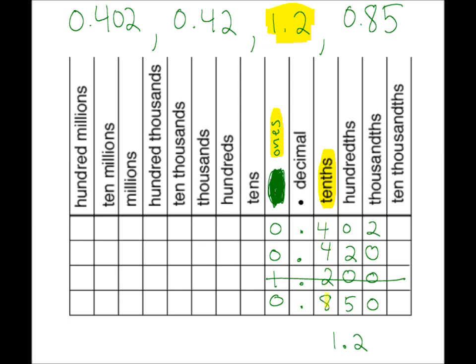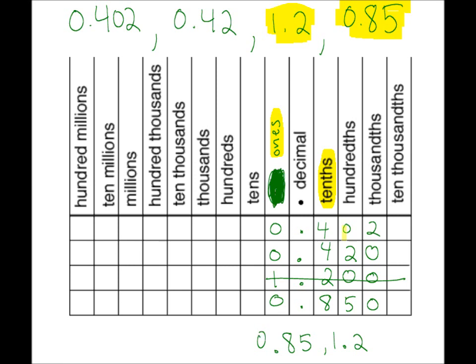Well, 8 is bigger than 4 and 4, so that means that 8 is the largest number left out of these 3. I'm going to put 0.85 down next to 1.2. It's not as big as 1.2. It's less than it. That means one of my 2 remaining numbers has to be the smallest one.